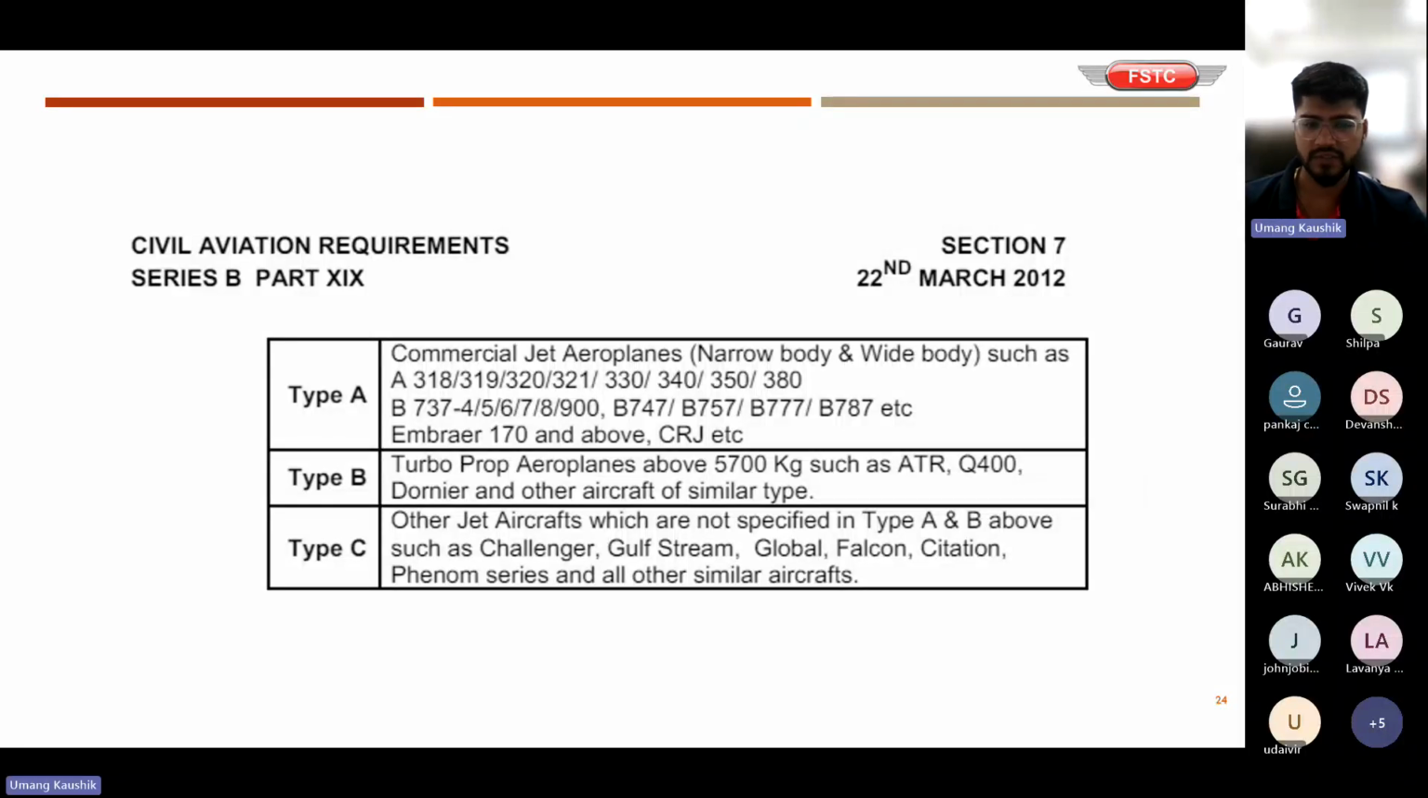Do you guys have any confusion on the types of aircraft? According to DGCA, there are three types. First one is commercial jet airplanes, narrow body and wide body. Second one is turboprop, and third one is other jet aircraft that don't come under Type A.